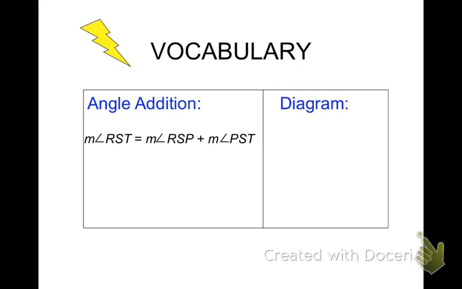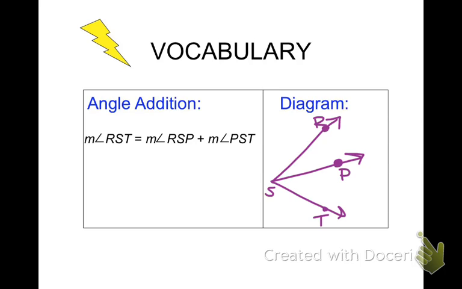In your homework, numbers 22 and 23 were angle addition. You just added two angles together, and it's as simple as that. So for our diagram, the measure of angle RST is equal to the measure of angle RSP, where I put a ray SP somewhere in the middle, plus the measure of angle PST.